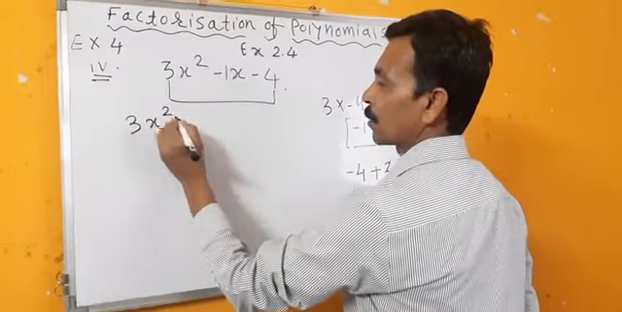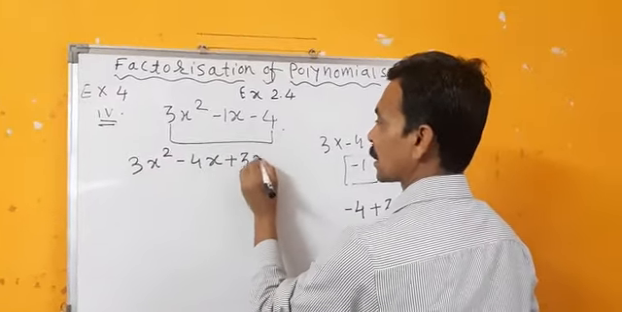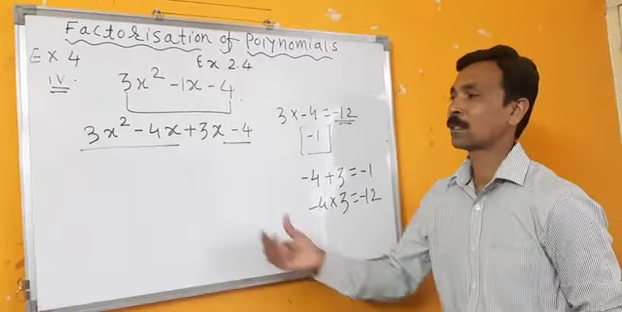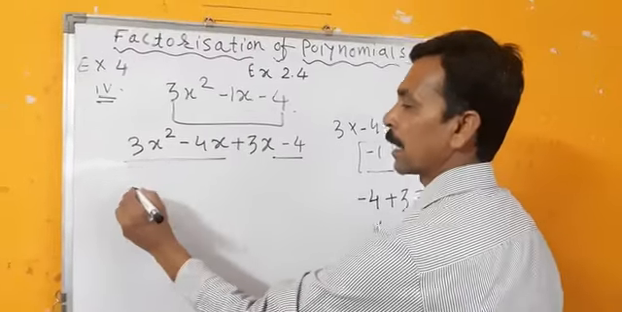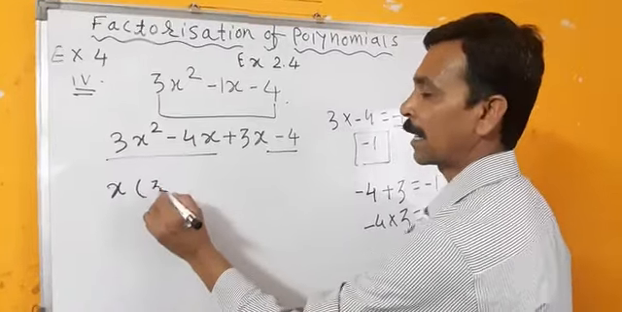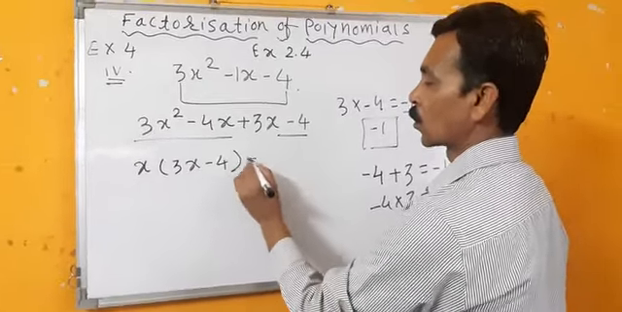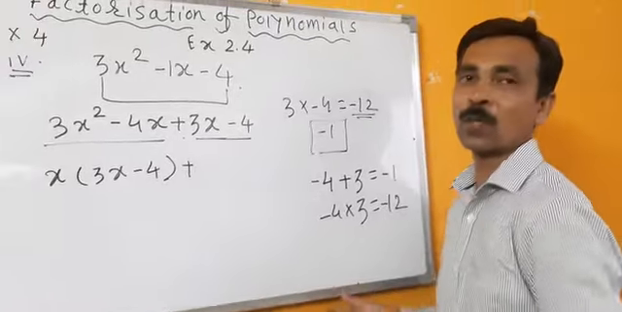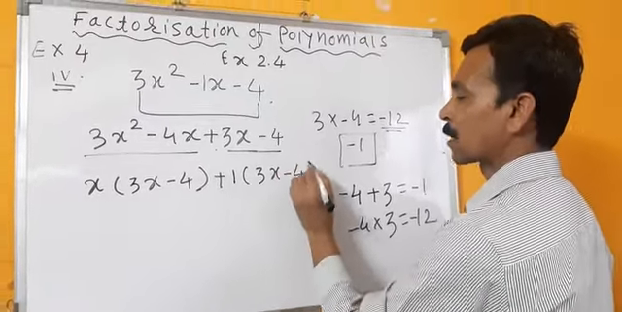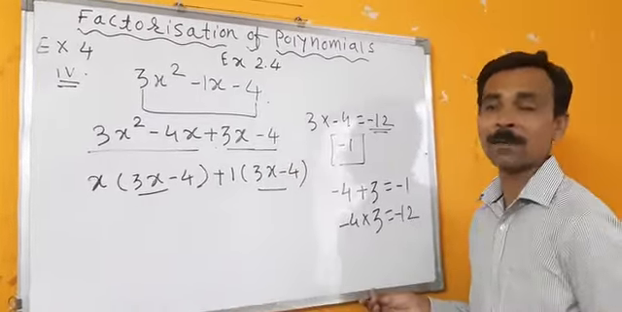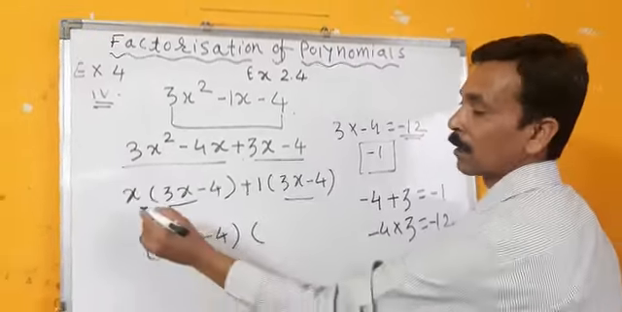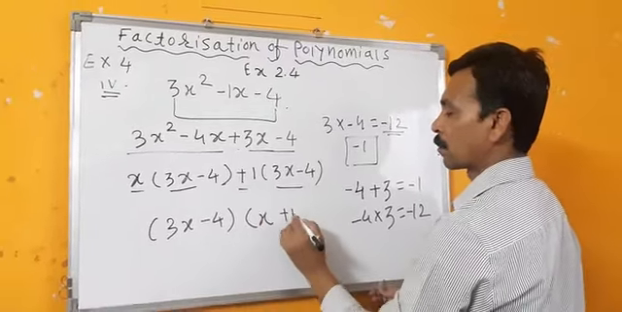So it will be 3x square minus 4x plus 3x minus 4. Pair it. What is common from the first pair? X. Only x, because from 3 and 4 nothing is common. What is in the bracket? 3x minus 4. Plus, from the second pair, I have told you, if there is no common, what is common? 1, in the bracket 3x minus 4. These two brackets are the same. Take one bracket as common, and in another bracket the uncommon. Uncommon is what? X, and this is plus 1.